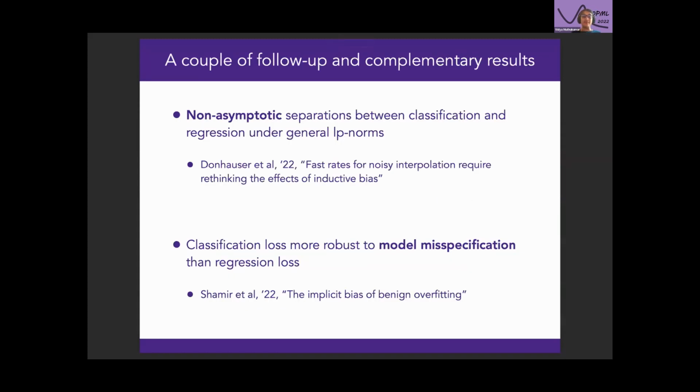I also want to mention a couple of follow-up and complementary results. A couple of recent papers, in their own ways, showed different types of separations between classification and regression tasks. For example, Donhauser et al. showed this for general LP norms. And Shamir et al. considered a misspecified setting, and they showed that classification can, in fact, be a lot more robust to misspecification than the case of regression loss. I think these works are really nice in the sense that they continue this theme that there's a very big difference between the choice of loss function that you're evaluating your problem on.